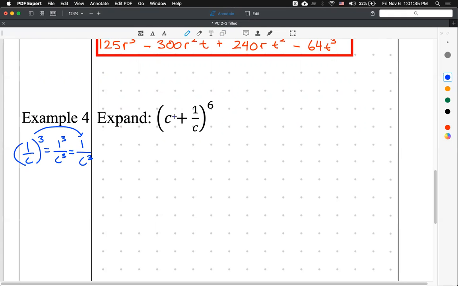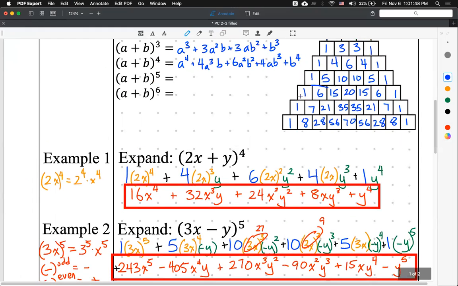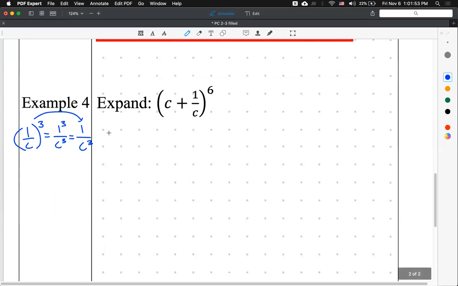Notice that I don't want you to have to worry about signs in this one. Strictly focus on how c and 1 over c are going to cancel each other out as you move through the problem. So it is to the power of 6. Again, your first step should always be use Pascal's triangle to help you set up your coefficients. So row 6 is 1, 6, 15, 20, and then it goes backwards. 1, 6, 15. I'm going to run out of room, aren't I?